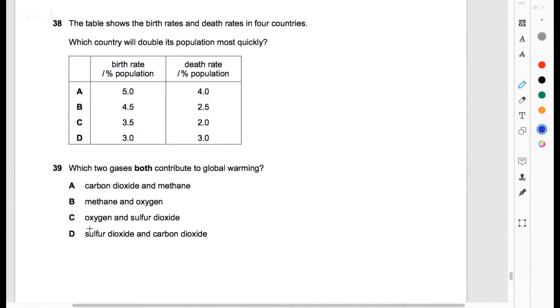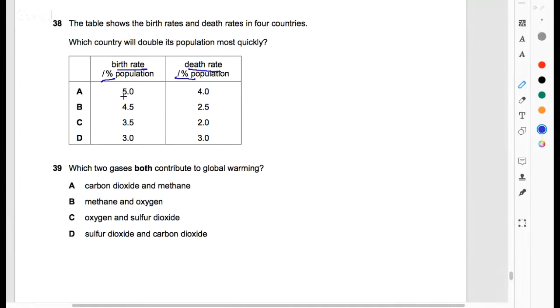The table shows the birth rates and death rates in four countries. Which country will double its population most quickly? So, birth rate here, per percentage of population, and death rate per percentage of population. So this is the percentage of population which is essentially having one baby each year.